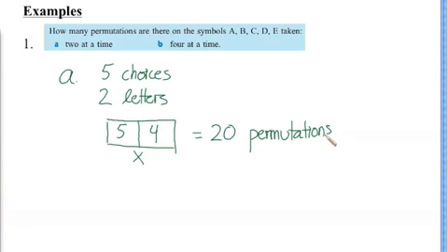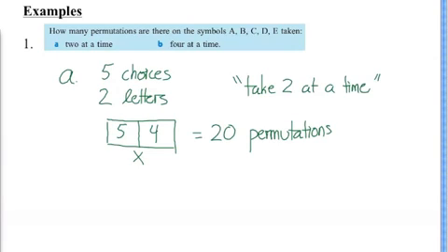The terminology here is that I'm going to take 2 at a time. I could take 1 at a time, I could take 2 at a time, I could take 5 at a time. I can't take 6 at a time because I only have 5 letters.